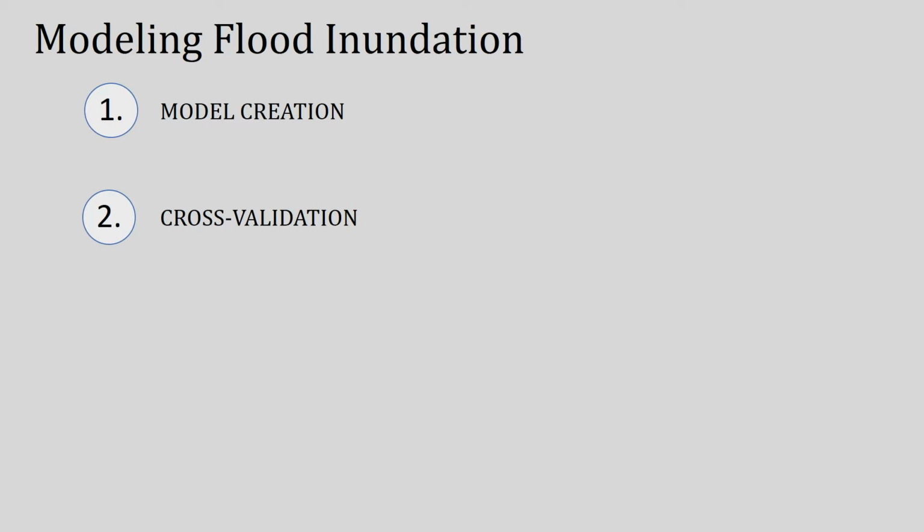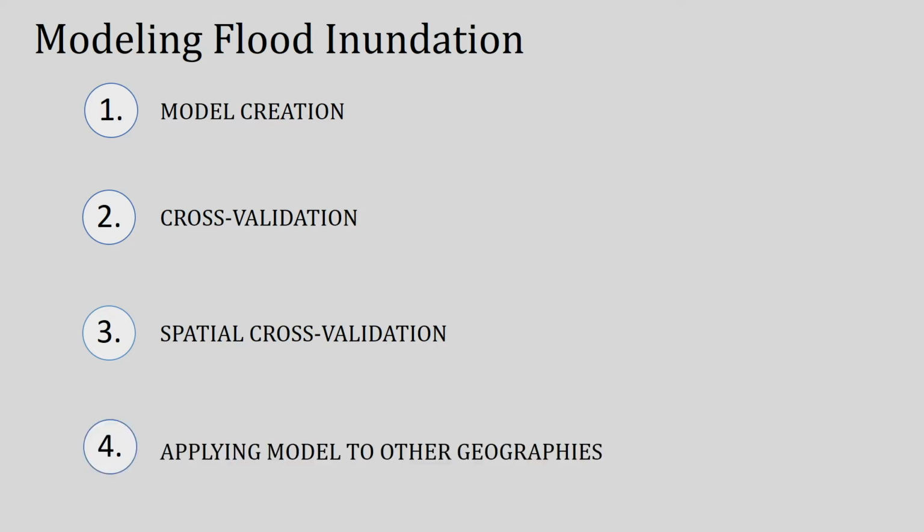Second, testing or cross-validating our model based on the remaining half of the Calgary dataset to see how well the model predicts on the other half of the data. Third, spatially cross-validating our data to see how well the model performs on areas with different spatial features. Finally, applying our validated model to a similar geography to predict future flood events in other cities.